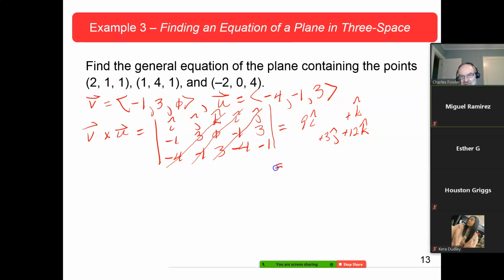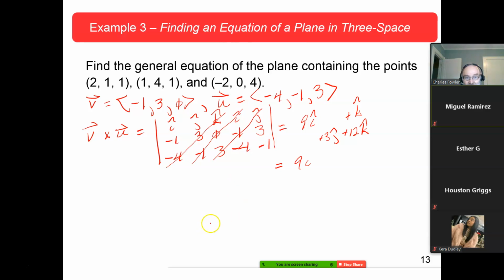Well, what's that cross product between these? 9i, I've got to sneeze, sorry about that. Sorry, came out of the blue there. Oh, excuse me. Sorry.